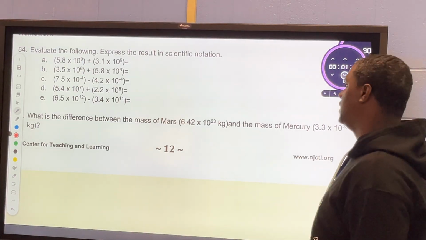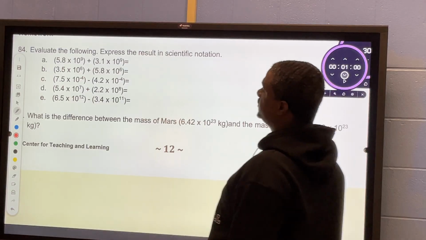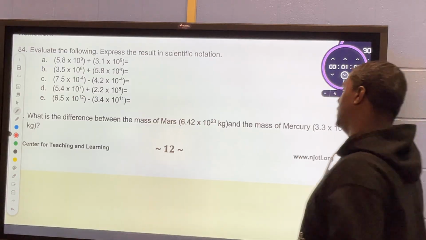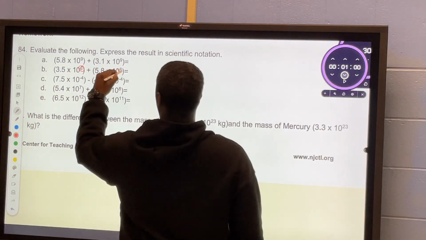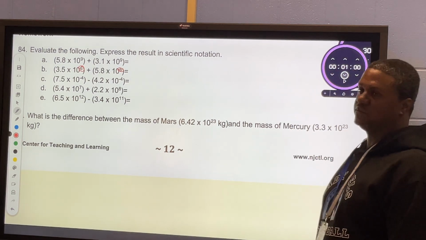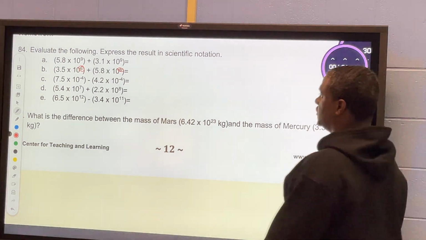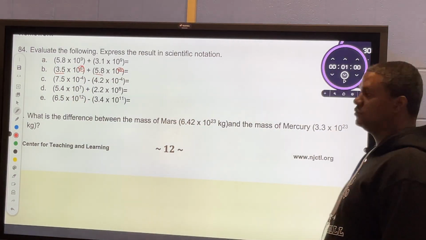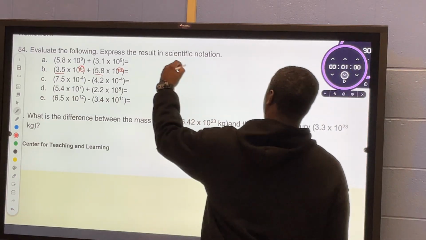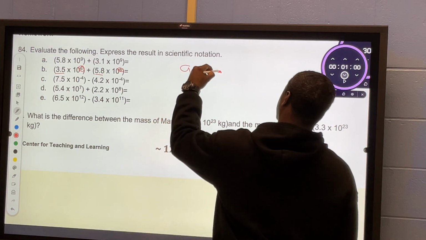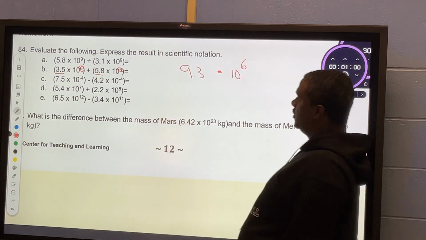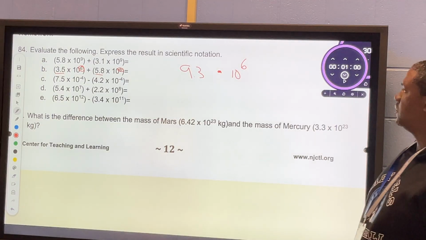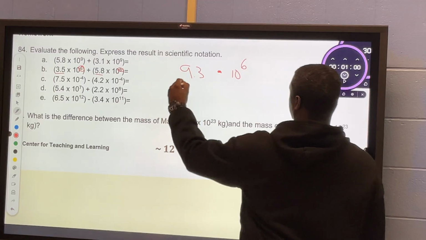An addition problem. So what are my rules for adding in scientific notation? What's the first step? Make the exponents the same. Let's identify the exponents. Are they the same? Yes, so I can continue with step 2: add the coefficients. You're going to get 9.3 times 10 to the 6th power. Now I'm checking my final step: 9.3 is greater than or equal to 1 and less than 10. Box my answer.